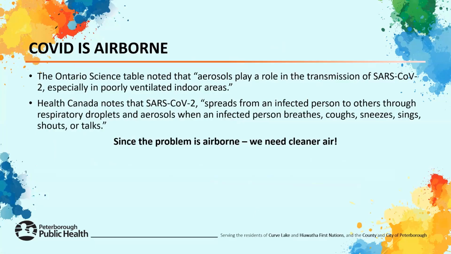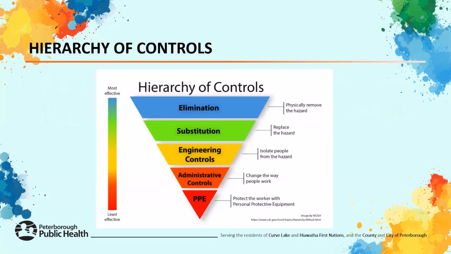I think the fundamental reason why we're talking about why indoor air quality is important for COVID is because we've learned through the pandemic that COVID is airborne. Here are some of those quotes clearly communicating it, with the Ontario Science Table noting aerosols play a role, and Health Canada noting that aerosols play a role. So given that COVID transmission is airborne, the solution becomes clear. We need cleaner air and less virus hanging in the air and transmitting.